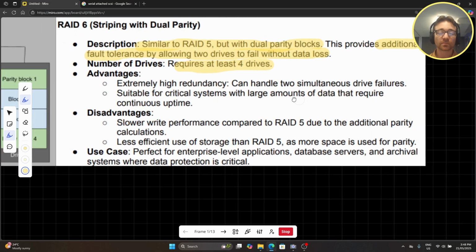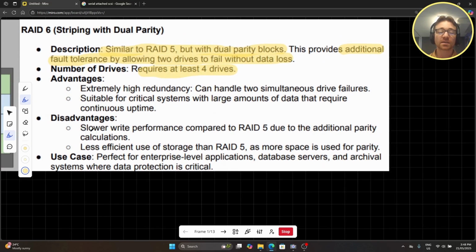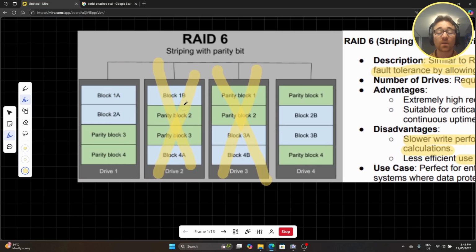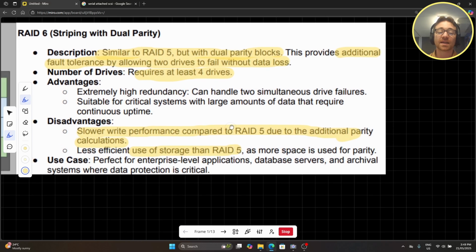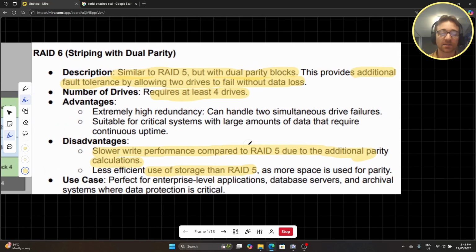Additionally, it's going to have that slower write performance because it has another parity bit. So it's going to have some more calculations to do. And it also has less storage space than RAID 5, right? Because, yeah, we have another drive, but we're using a lot of that space for a parity bit, okay? So that's some of the things we need to take into consideration.